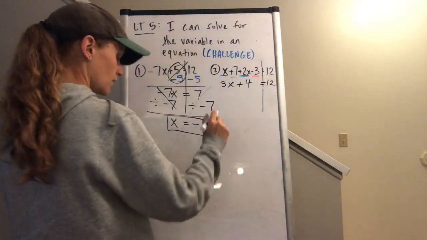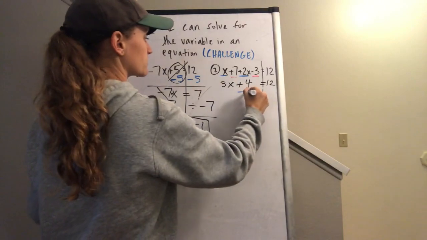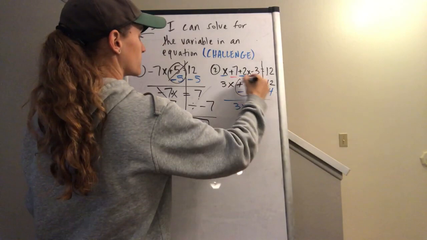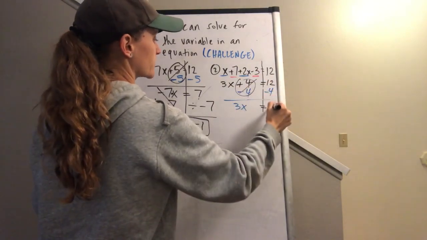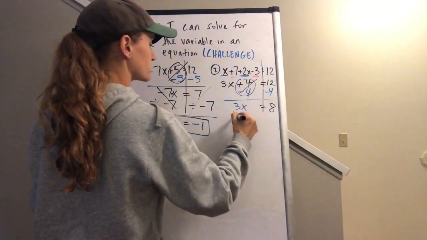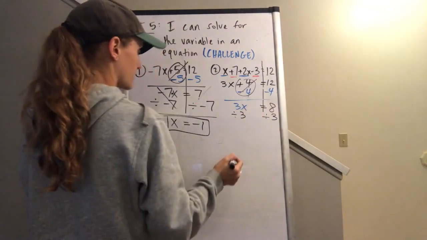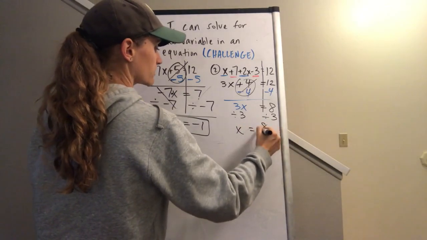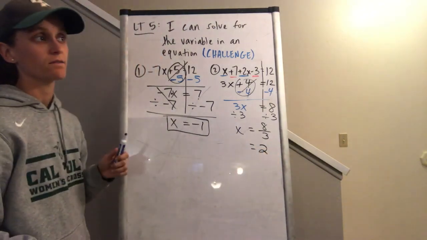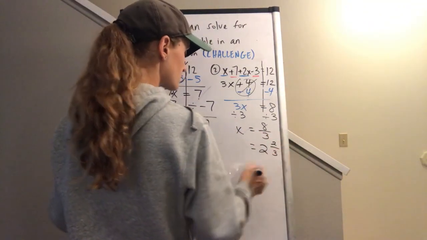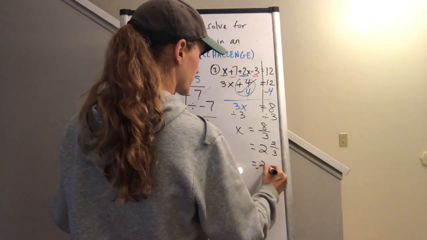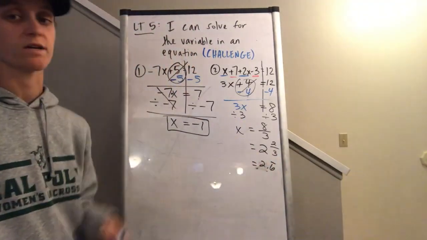So the opposite of adding 4 is subtracting 4. There's my 0 pair. 3x equals 12 minus 4 is 8. And then same thing. This is 3 times x, so the opposite is dividing by 3. Divide by 3. And x equals 8 thirds. Or you can write it as 3 goes in 8 2 times, and there's 2 left over. Or you could figure out that's 2.6 repeating. You could write it any of these ways, and the answer would be right.